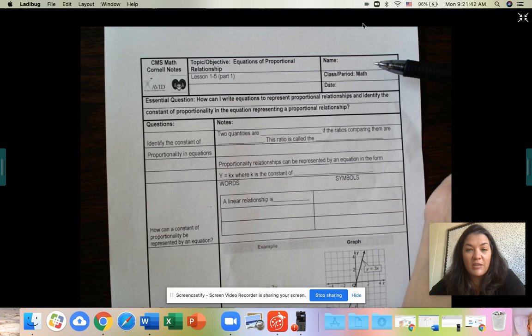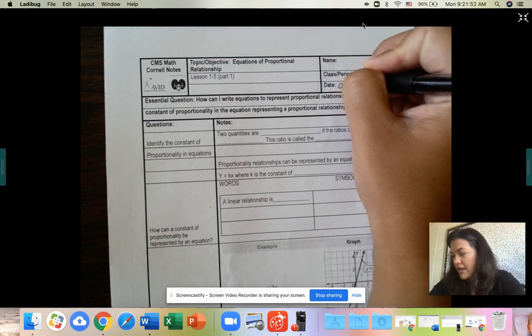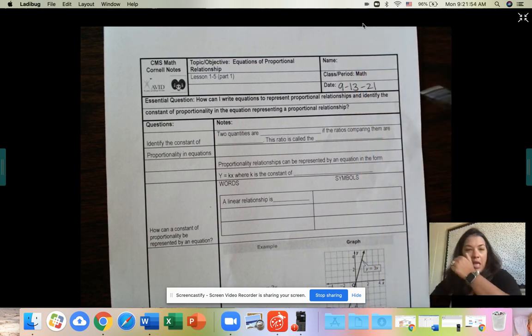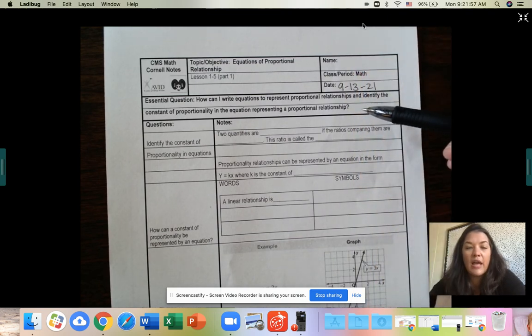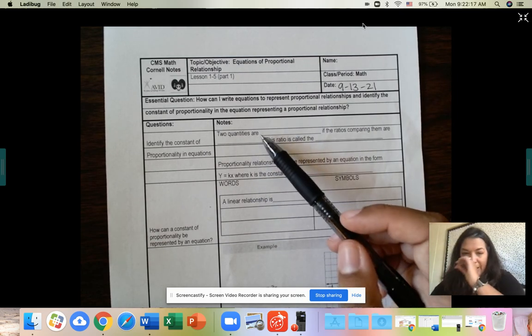Make sure you've written your name on your paper, your class period. It is math, but you can write what period you have math on there. Today's date is the 13th, so 9/13/21. And again, we are going to look at how we can write equations to represent a proportional relationship and identify the constant of proportionality in the equation representing a proportional relationship. All of those include some vocabulary words that we may not know yet. So let's go down and first look at our vocabulary.